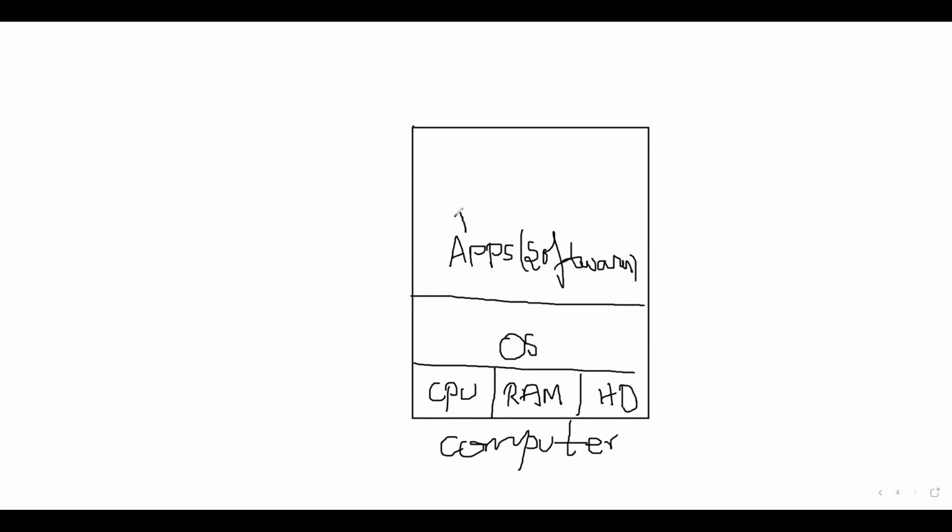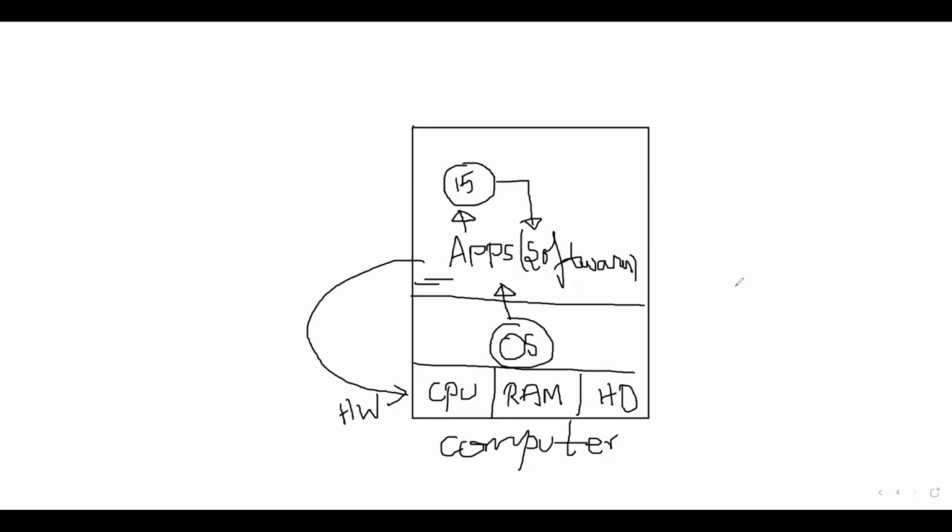Let's say in our computer there are 15 softwares running. All the softwares are dependent on the underlying computer hardware, and the OS is acting as a support to all 15 softwares. This is the hardware, like CPU, RAM, hard disk. Upon the hardware, we are using the operating system. In this operating system, the main core component is the kernel.